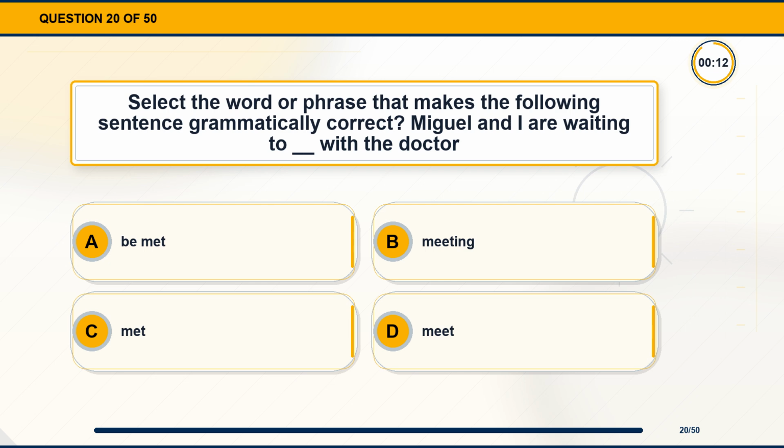Question 20. Select the word or phrase that makes the following sentence grammatically correct. Miguel and I are waiting to blank with the doctor. Option A, be met. Option B, meeting. Option C, met. Option D, meet.